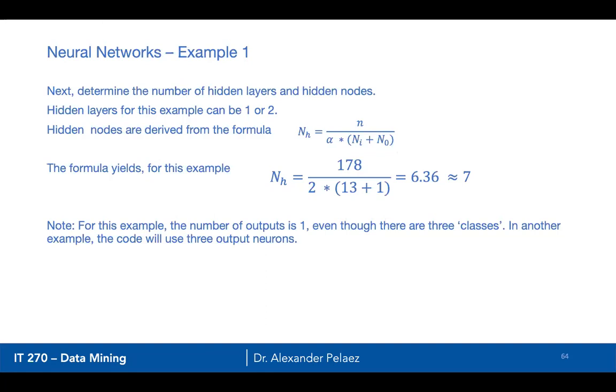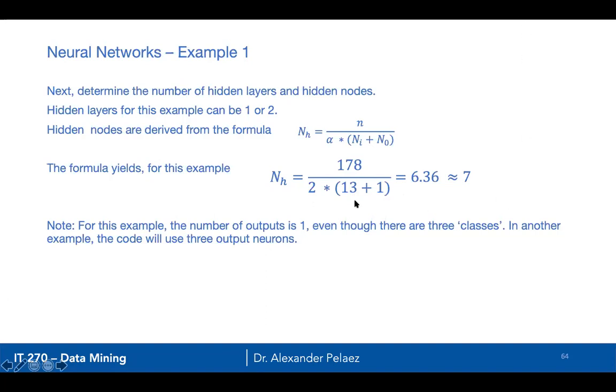If I had 60,000, 80,000, 100,000, I could slightly increase this if I wanted to. Or I'm sorry, if I had a larger number of either observations or variables, I might want to do that so I can adjust the number of nodes that I'm going to get. Here, I'm going to choose the smallest number, which is 2. 178 divided by 2 times 14, and you will end up with approximately 6.36, and I get this number of 7. And that's not bad because we have 13 inputs, 1 output, which is going to be our 14. So 7 kind of sits right in between there.